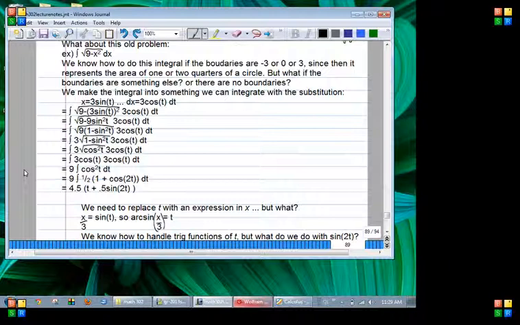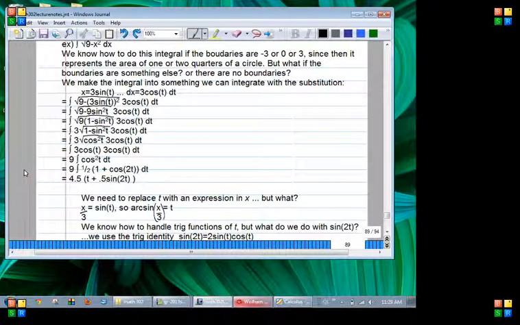But now the problem. We know how to handle trig functions of t, but what do we do with sine of 2t? Our substitution only lets us make a trig triangle with the angle of t. So what do we do with sine of 2t? You can't just pull out the 2 and say everything's fine. So here you have to use some more clever trig identities. Sine of 2t equals 2 times sine t cosine t. That's one of those trig identities.